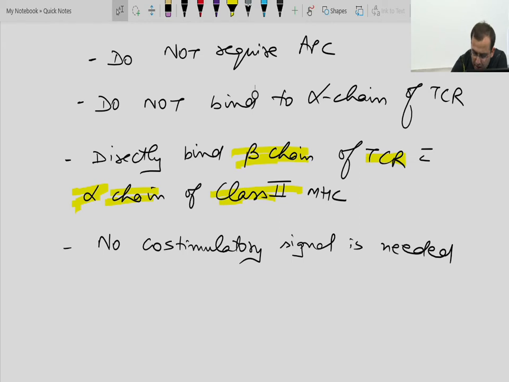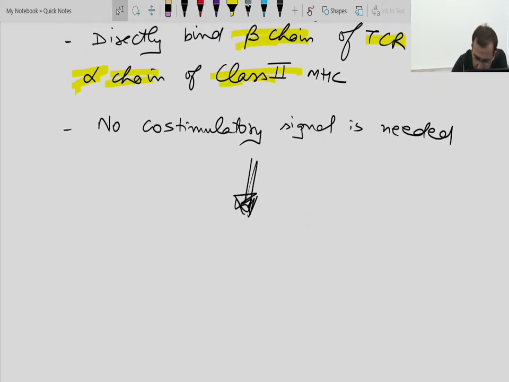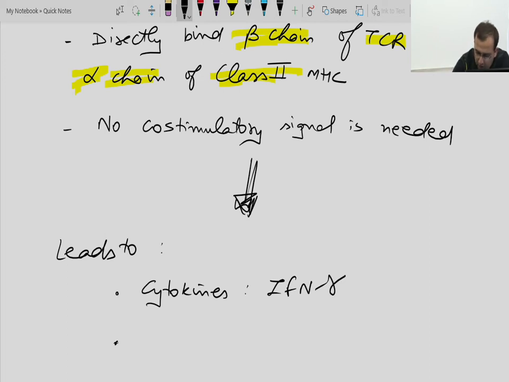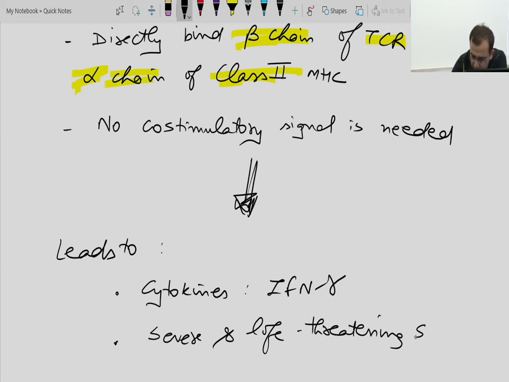So what does it lead to? Normally the antigens bind to both alpha and the beta chain of T cell receptor. Here it is only binding to the beta chain. Normally they need a co-stimulatory signal, here it is not needed. So this leads to the release of cytokines, the main cytokine being interferon gamma, and causes severe and life-threatening symptoms.